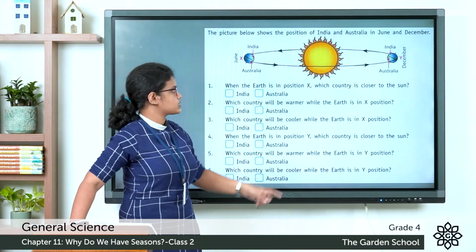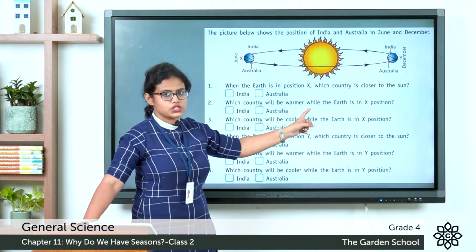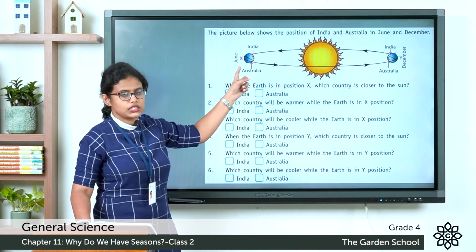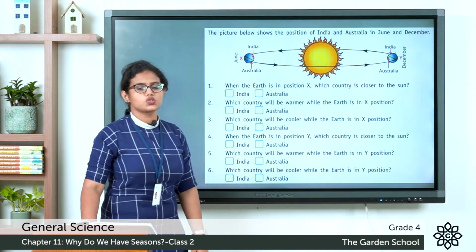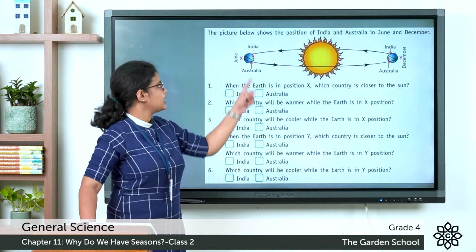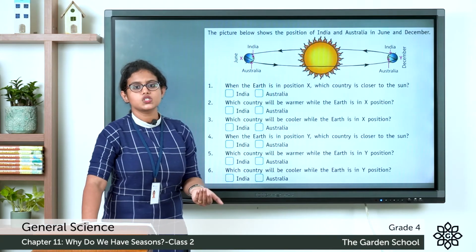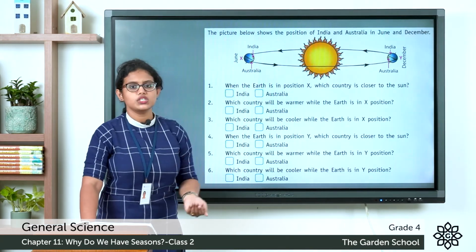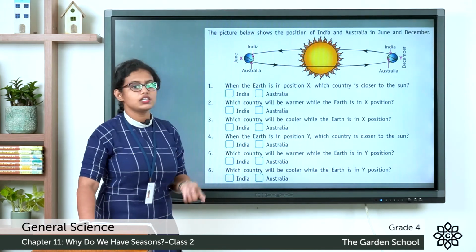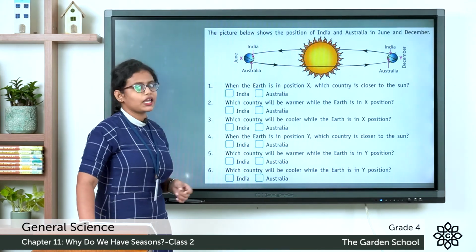So, see the first question. When the earth is in position X, you have to see here, which country is closer to the sun? India. Here this part is closer to the sun. India is closer to the sun. So what is the answer? India.